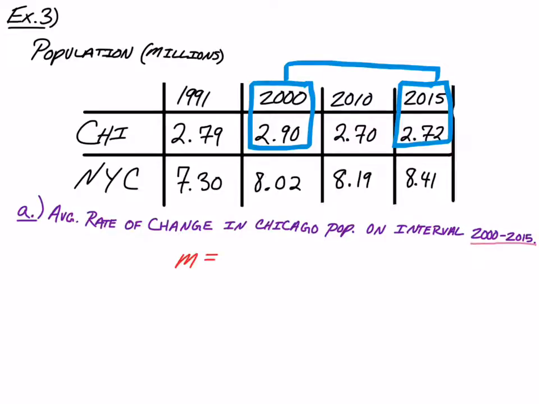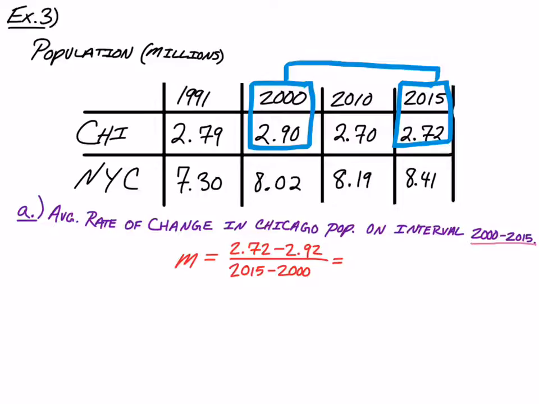So I'll use M for rate of change. That's the slope. So on top, let's subtract the populations. Those are our Y variable. And remember, we already talked about time. That's always going to be our X variable. That's always going to be the independent variable. So on the bottom, we'll subtract 2015 minus 2000.